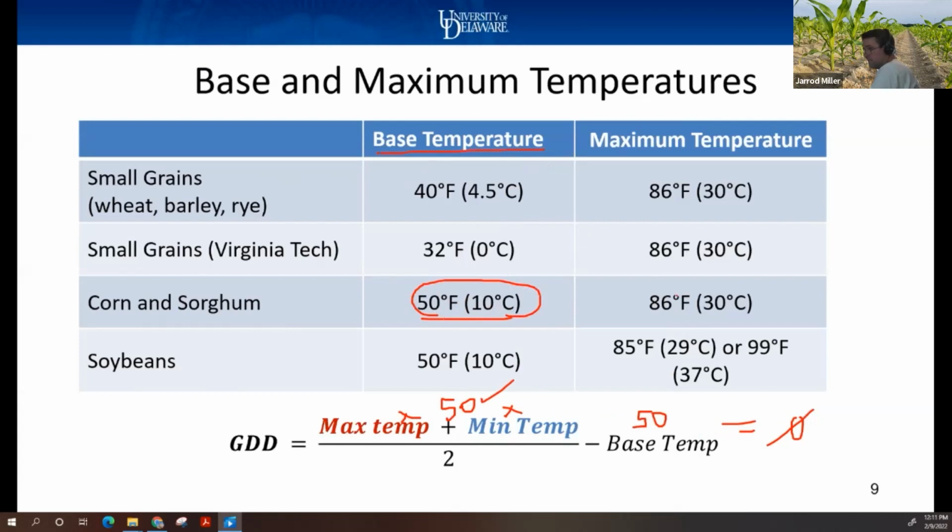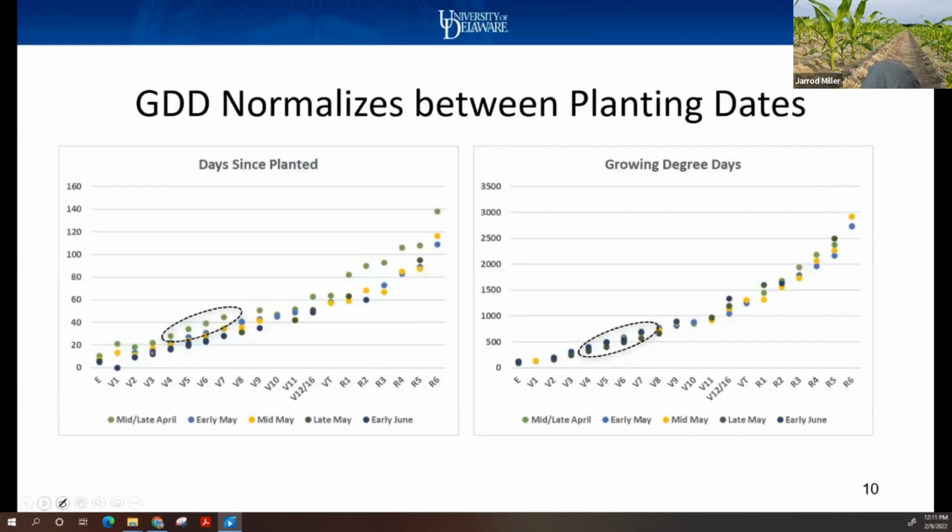On the other end of that, we don't use anything over 86. It has to be modified out because above 86 corn slows down growth. And this is pretty much used for all of these crops, except for soybeans where they say 85, but it's 1 degree off, or definitely 99 degrees is when it really shuts off. So it slows down here and it shuts off here in that range.